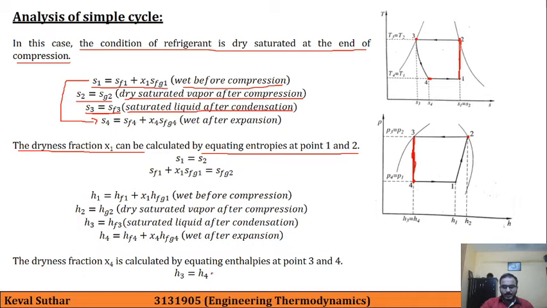So here H3 is equal to H4, so we can equate this with this. Once we equate them, we can obtain the value of X4 here. So this is the analysis of the simple cycle in which before compression the refrigerant was wet, and at the end of compression it is purely dry.